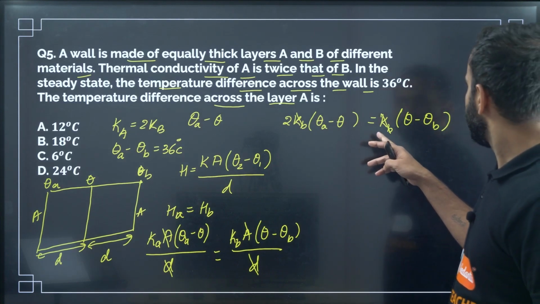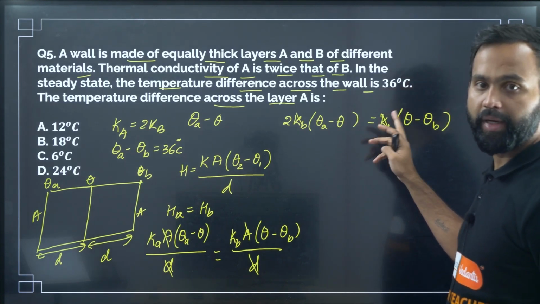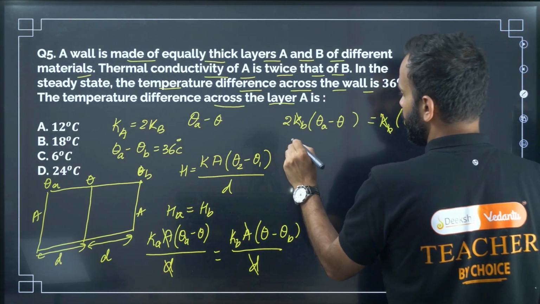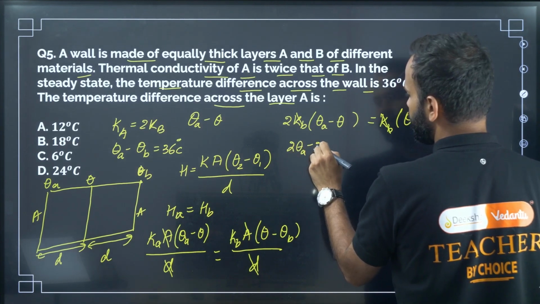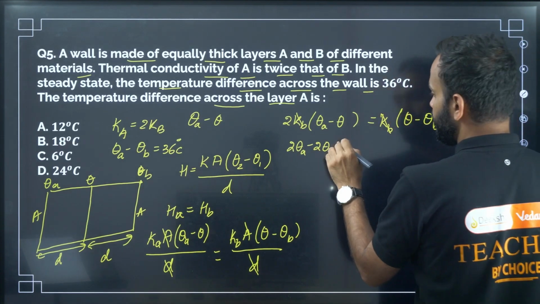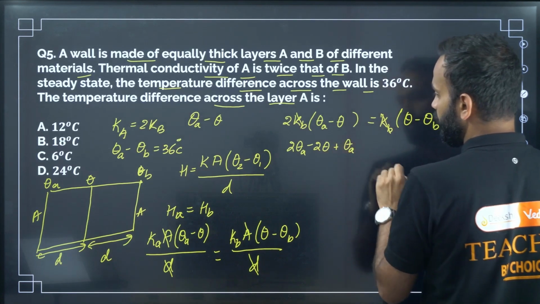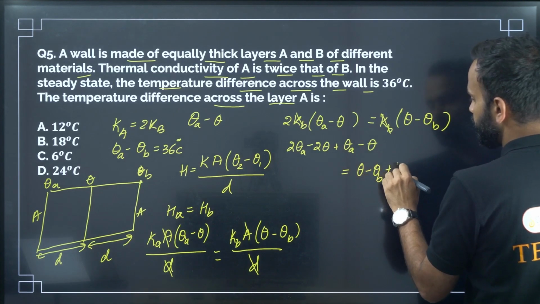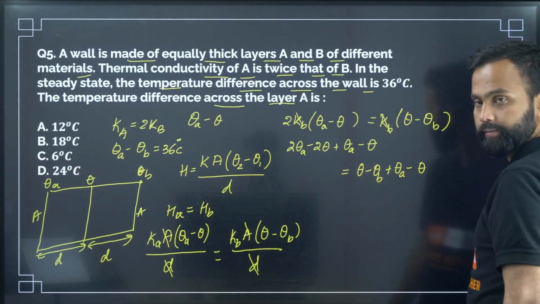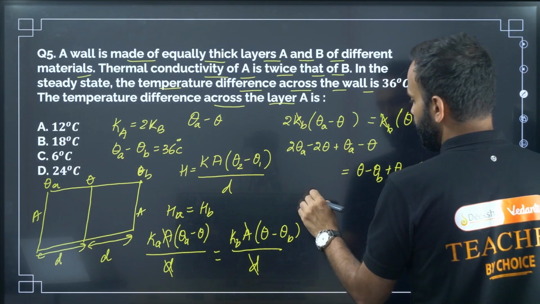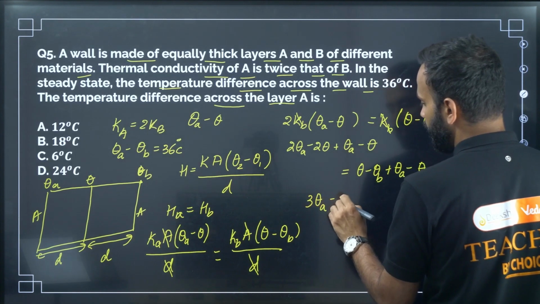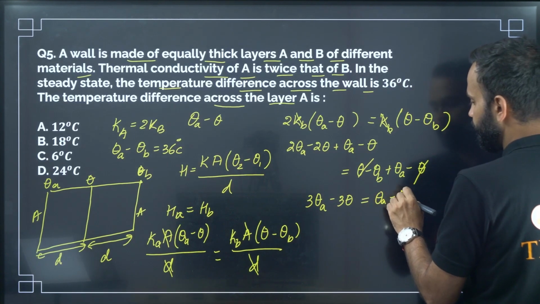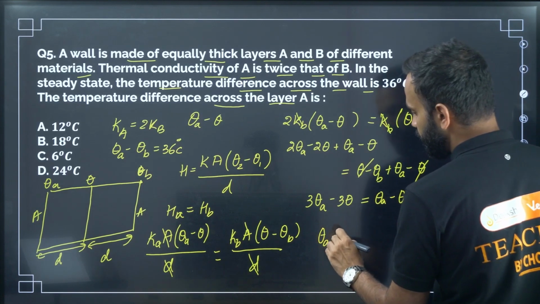Then add theta A minus theta to both sides, okay? Here 2 times (theta A minus theta), then add (theta A minus theta) to both sides, plus (theta A minus theta) is equal to (theta minus theta B) plus (theta A minus theta). So now this will be 3 times (theta A minus theta) is equal to, here theta will get cancelled, theta A minus theta B.